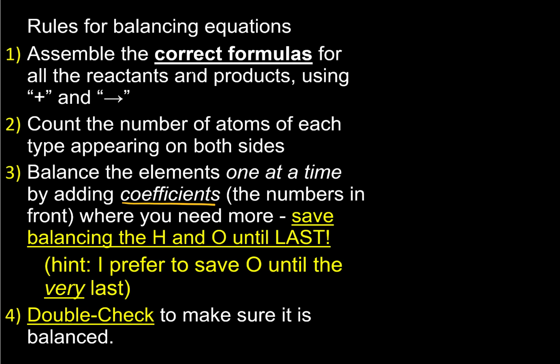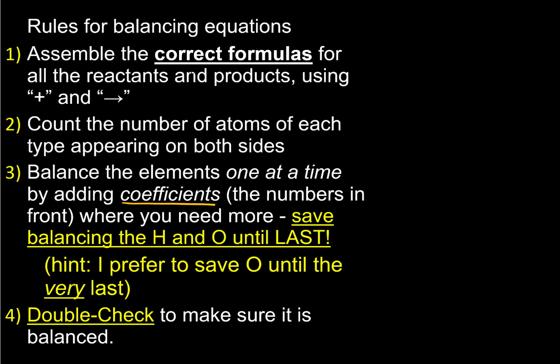So, and then one other hint they give is they say to save the hydrogen and oxygen until last. And you'll find that is useful because a lot of times hydrogen and oxygen show up in more than one substance. And so by balancing one substance, you might mess up the other substance and kind of have to go back and forth.